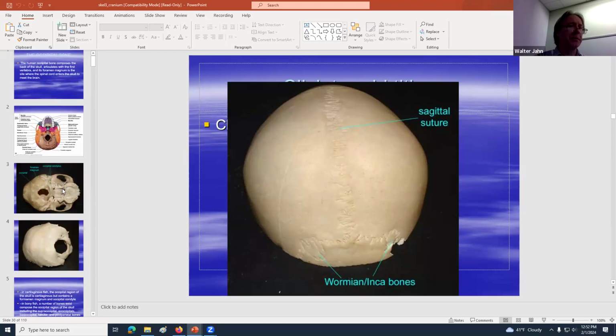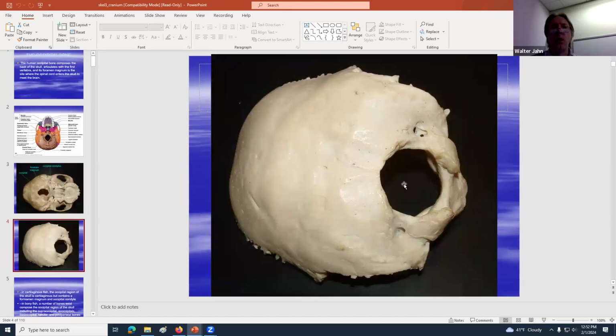Now, about the occipital bone, two things leap out. One, that's a big hole. Can we all agree that's a big hole? Big hole? All right. It is called the foramen magnum. Do you know what that means?